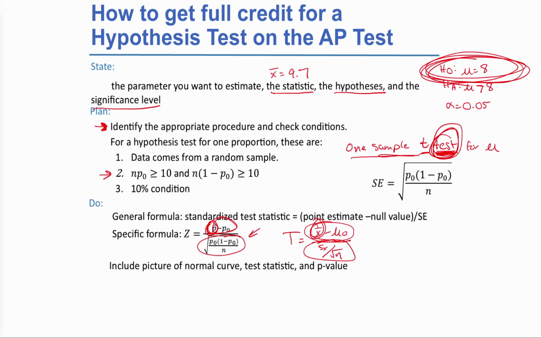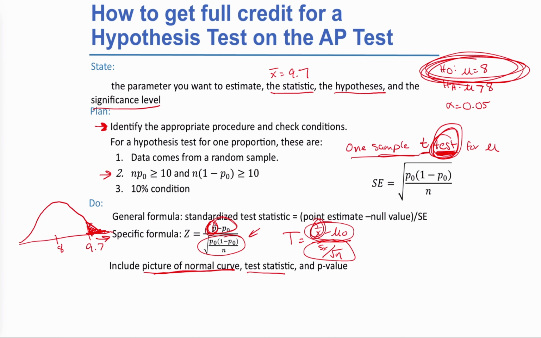Your do step should include a picture of a normal curve. So always sketch the curve, right? So 8 and our value of 9.7 and shaded in. It doesn't have to be a great sketch. Nobody is judging you based on your drawing ability. What you do need to do is make sure that you've shaded in the correct direction. That is a thing that they look for on the AP test, and there are a couple of ways to fulfill that condition, but sketching it is probably the easiest. So, get in the habit of always drawing the picture of your curve.